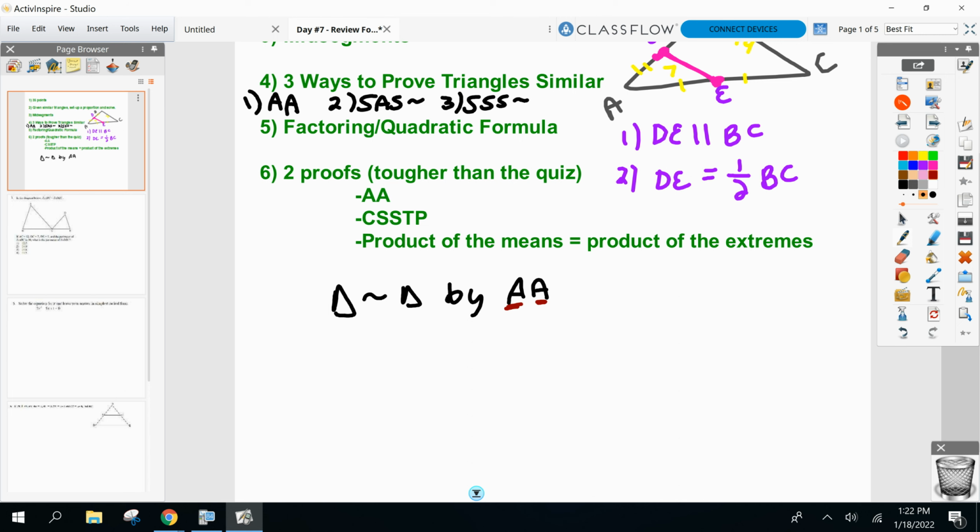Both proofs, both. What happens when you get both pair of angles and you prove them similar? What's next? Not means and extremes. You're not ready yet. What comes in between? Yes, CSSTP, but what are you writing for CSSTP? What is true? What's your statement because of CSSTP?